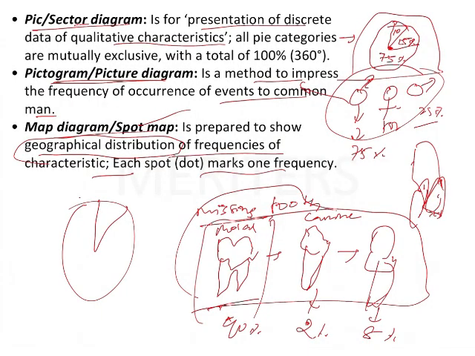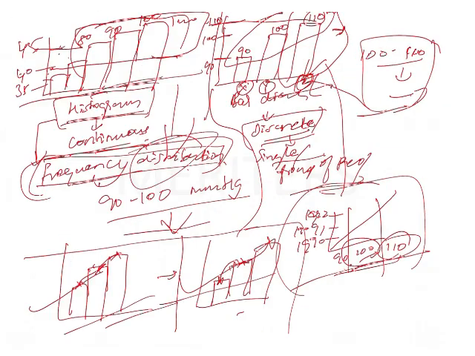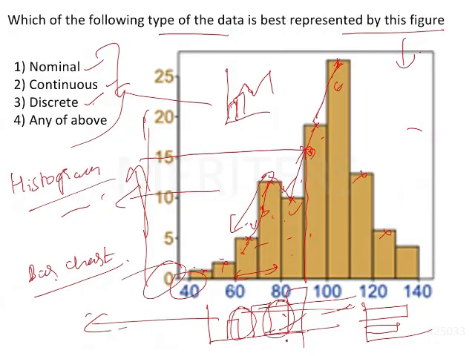Pie chart: anything represented using a circle is called a pie chart. Pictogram, I told: whatever variable they are representing, like molar or incisors, or male and female, if they represent it using pictures, it is called a pictogram or picture diagram. Map diagram, I told, is for geographical distributions. Now coming again to our question. To solve this simple question easily, we need to know this much data. We already discussed it is a histogram. So a histogram better represents continuous data.